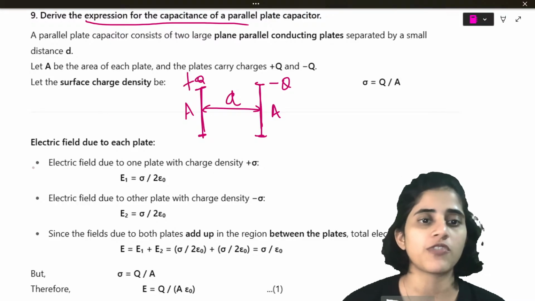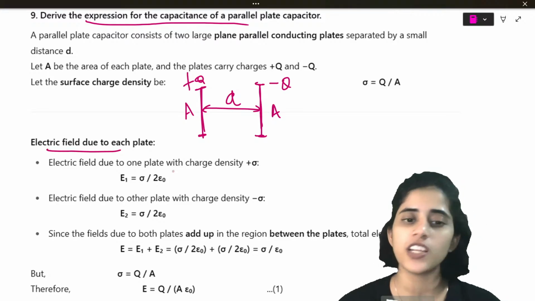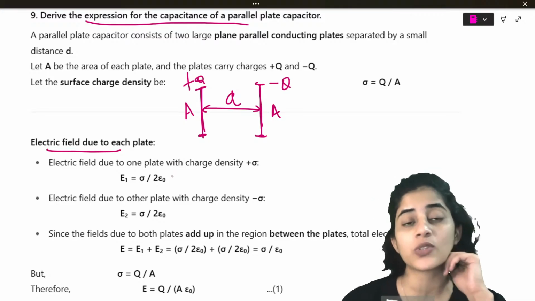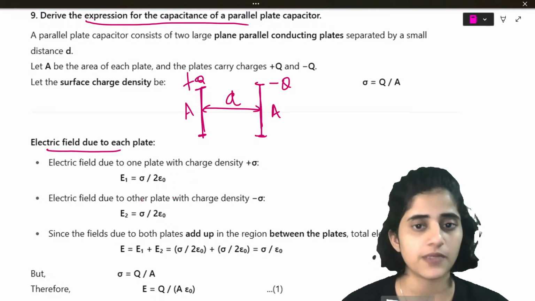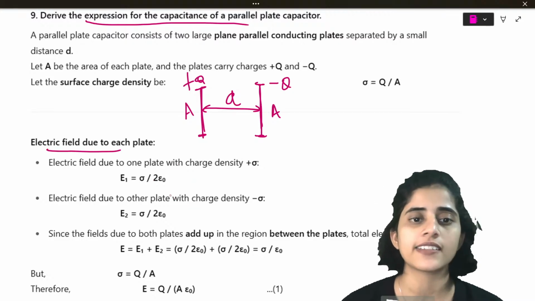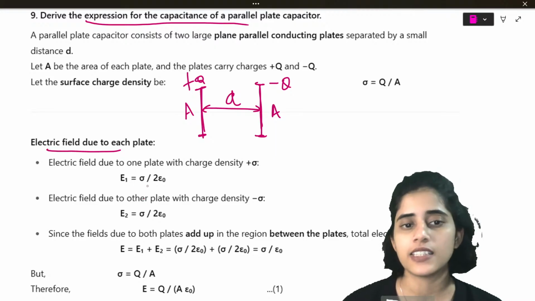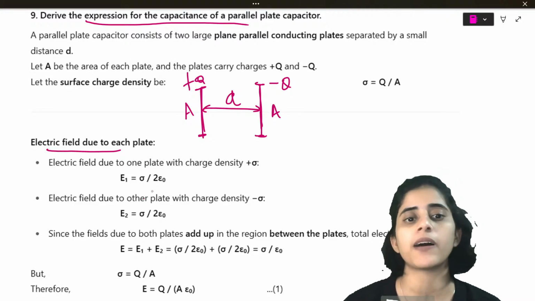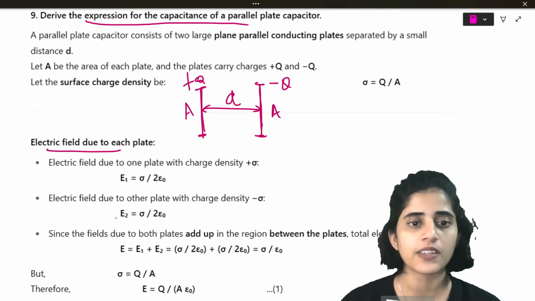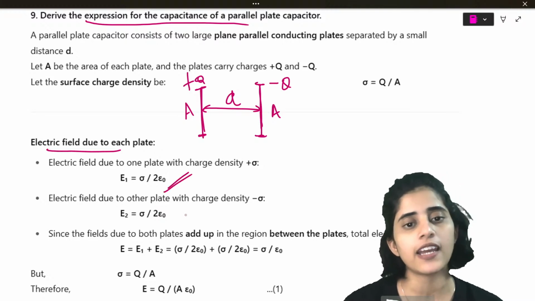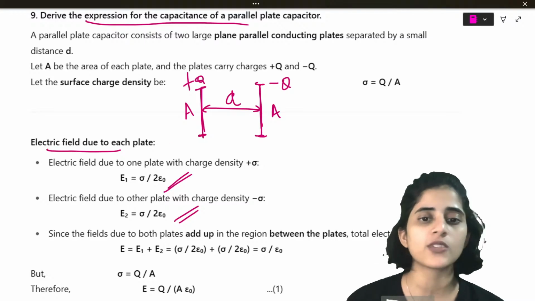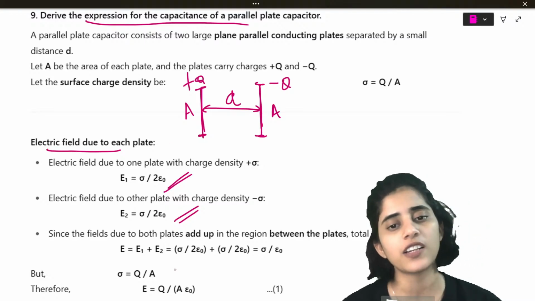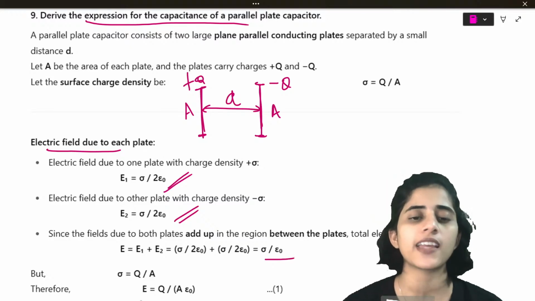First question: we will find out the electric field due to each plate of a parallel plate capacitor. We've already seen that the electric field is E equals sigma by 2 epsilon naught. So for the first plate and the second plate, it will be sigma by 2 epsilon naught each. The total electric field, you just add them, you get sigma by epsilon naught.